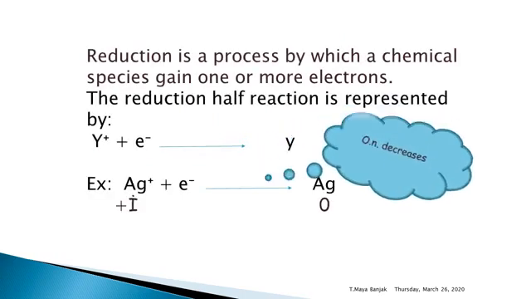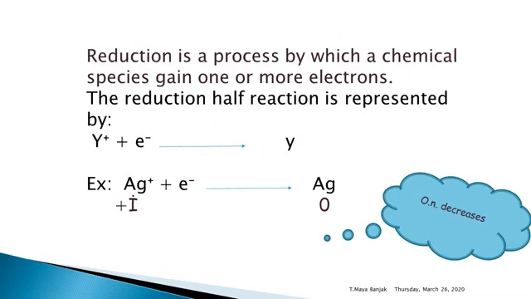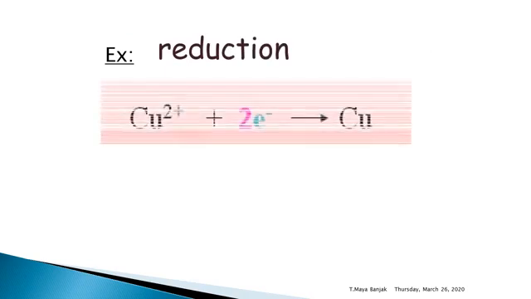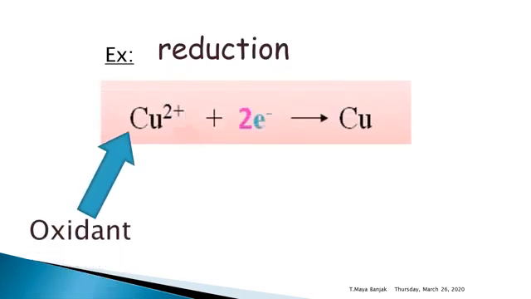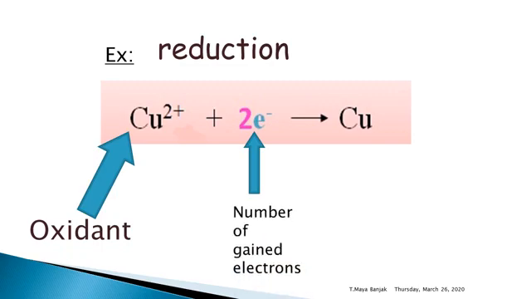Reduction is a process by which a chemical species gains one or more electrons, as we have just explained. In order to write the reduction half equation, we follow the given example. The silver ion has gained one electron in order to become silver. Its oxidation number has decreased from plus 1 to 0, so it undergoes reduction. Here is how to write the reduction half equation. First, we have to write the symbol of the oxidant or the element undergoing reduction, followed by the number of its gained electrons.